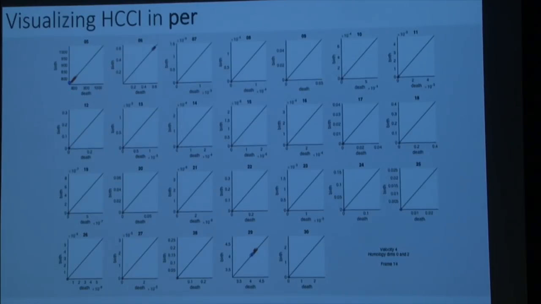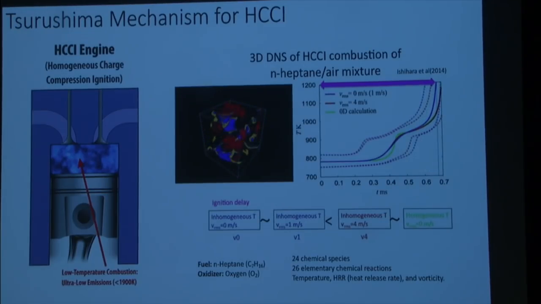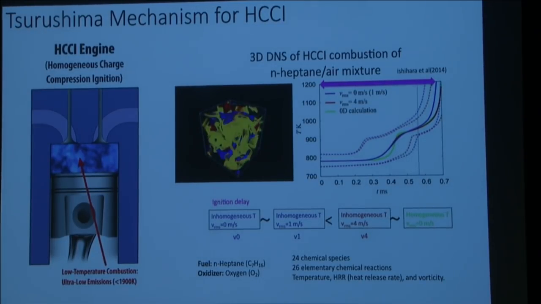What's happening in that box? Oh, you missed it. Yeah, so this is the temperature. These are isosurfaces of the temperature. And when it explodes is when the combustion happens? Exactly. Yep, that's when it's going up.